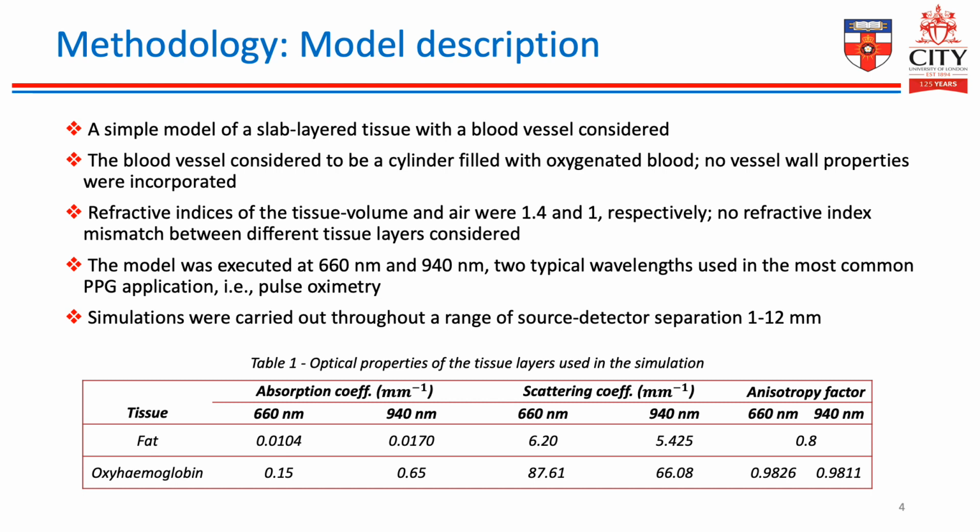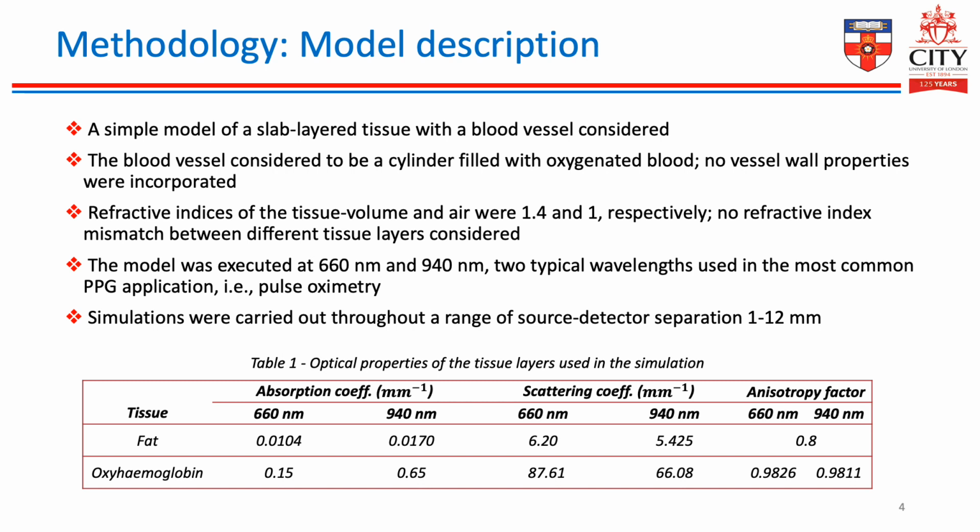Some other considerations for this model. So as I said already, a simple model of slab layered tissue with a blood vessel considered in this work. The blood vessel was considered as a cylinder filled with oxygenated blood. So in this work, we have not considered the vessel wall properties. In this model, we have considered the refractive index of the entire tissue volume to be 1.4, and of course the air refractive index is 1. The refractive index mismatch between the blood and fat tissue layer has not been considered in this model.